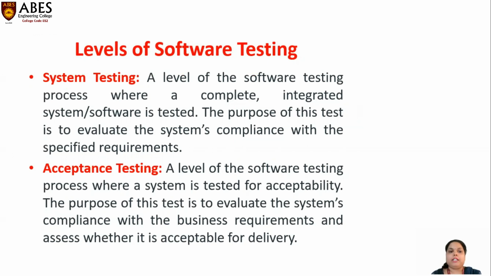Now, the last level of software testing is acceptance testing, a level of the software testing process where a system is tested for acceptability. That means it will be delivered to the customer or the user. The purpose of this test is to evaluate the system's compliance with the business requirements and assess whether it is acceptable for delivery or not. There are two types of acceptance testing, alpha testing and beta testing. Alpha testing is done at the developer's site and beta testing is done at the user's site, where the product is delivered to the customer and they decide whether the product is right or not.